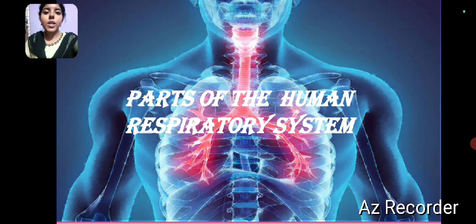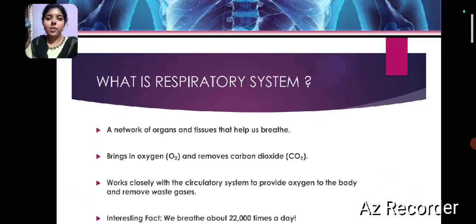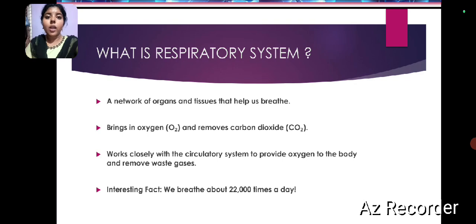Today, we are discussing the topic: parts of the human respiratory system. What is the respiratory system? It's a network of organs and tissues that help us to breathe, bringing in oxygen and removing carbon dioxide. So the respiratory system works closely with the circulatory system to provide oxygen to the body and remove the waste gases.